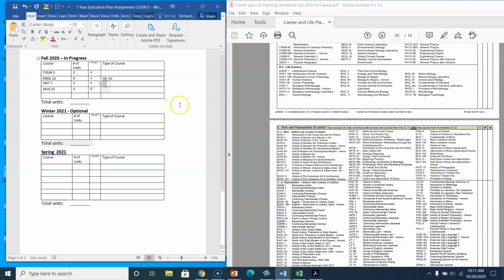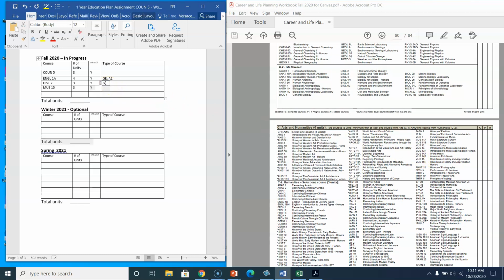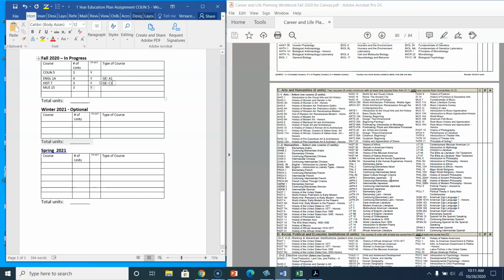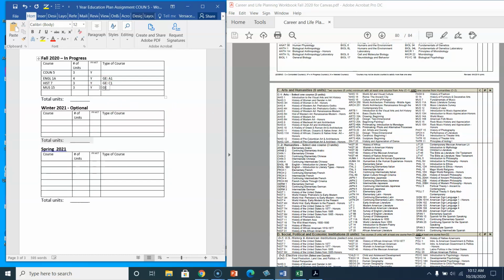Music 15 he has. So let's put in GE, and the area is C1. So if I had this on paper, I would mark that off as in progress because he's taking it for fall. All right, then I see, oh, I wrote it in the wrong one. So you got to be careful. It's easy to make a mistake. All right, so let's change this one.